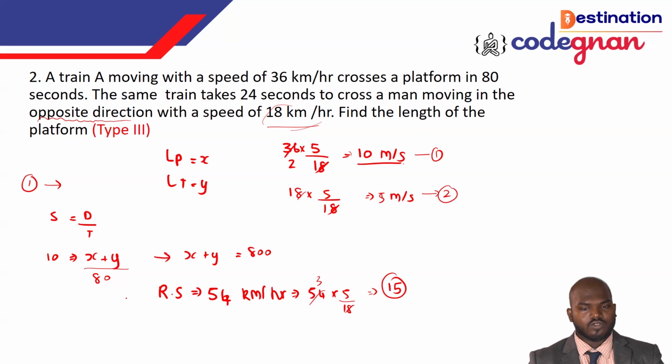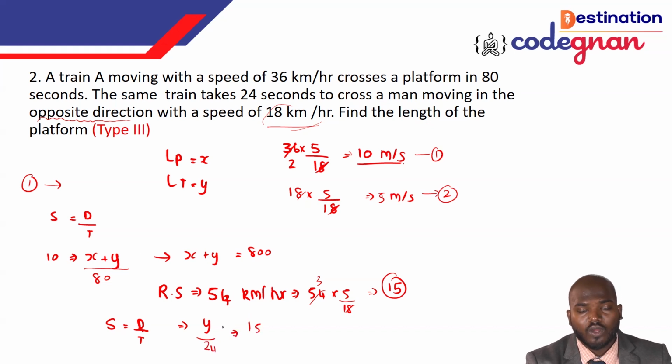So guys, I'm using the same formula: speed is equal to distance by time. Here, the distance you need to take is the length of the train, which you can take as y. Only y. You shouldn't take the length of the platform, because here we are not describing the platform. So y by time is equal to 24 seconds, and the speed they have given is 15. So 15 times 24, what do we get?